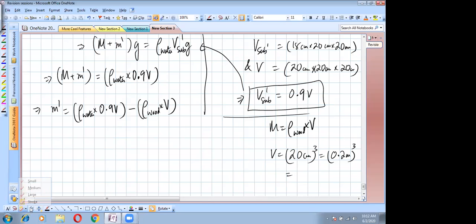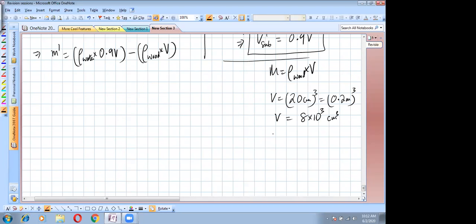Let's keep this in CGS units only, it will be easy. So this is 8 into 10 raised to the power 3 centimeter cube. Okay, this is the volume of wood, and the density of wood was 0.6 gram per centimeter cube. Okay, so we substitute all that over here.